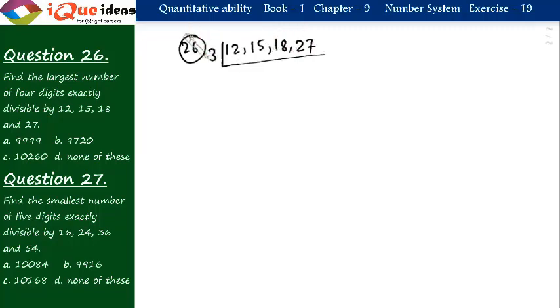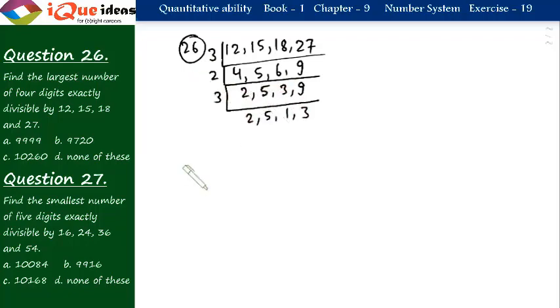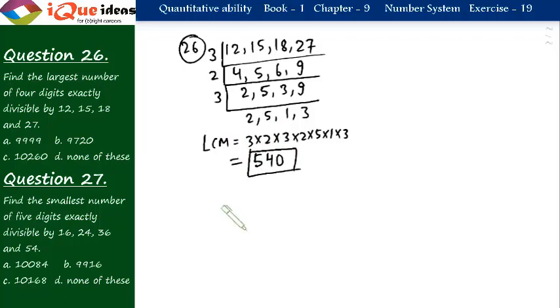Let's take 3 common. So we will have 4, 5, 6 and 9. Now there is nothing common to all of them. So take 2 common: 4 will give us 2, 5 will remain as it is, 6 will give us 3, 9 will remain as it is. Now take 3 common, so we will get 2, 5, 1 and 3. Now there is nothing else common. So the LCM would be equal to 3 into 2 into 3 into 2 into 5 into 1 into 3. You can do this calculation mentally also. This will be 3 into 2, 6 into 3, 18 into 3, 54 into 10, that is 540. So 540 is the first number which is exactly divisible by all of them.